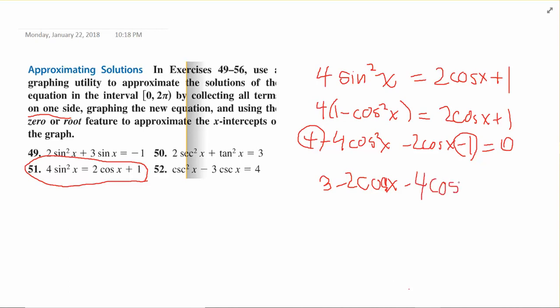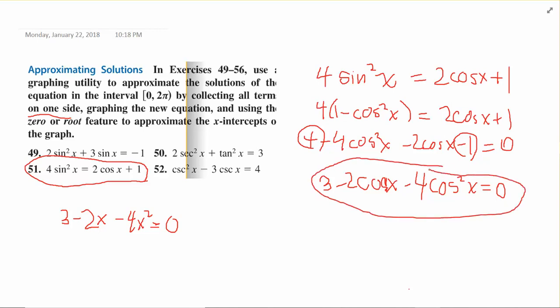Now whenever you have a situation like this, and you suspect it can factor, you can always rewrite the problem and see if the factors come to you. In this case, it'd be 3 minus 2x minus 4x squared equals 0. Well, as it turns out, this one doesn't factor, so I don't think it's going to solve algebraically very easily. But I can do what the book suggested.